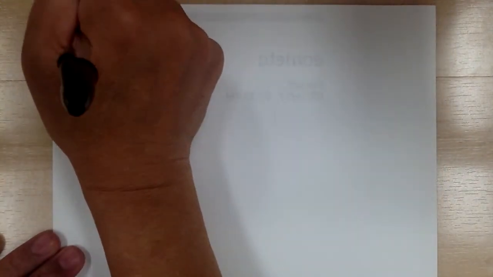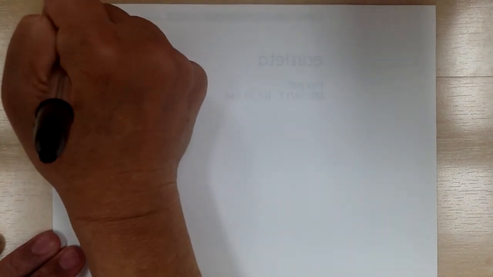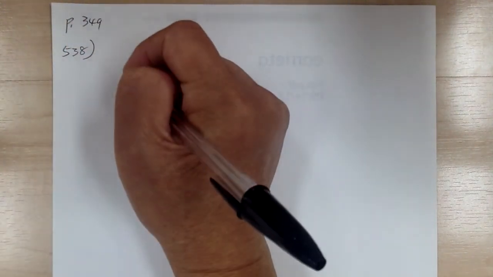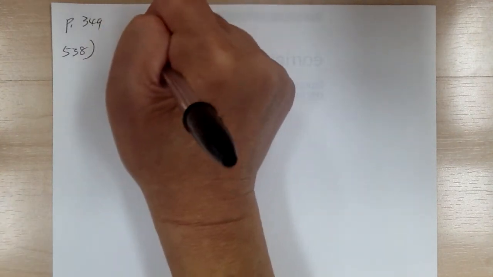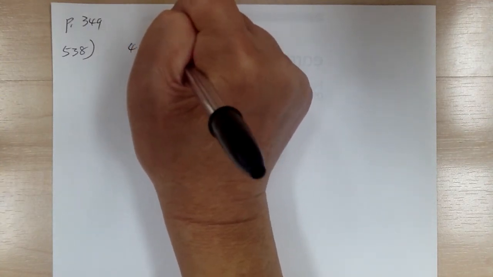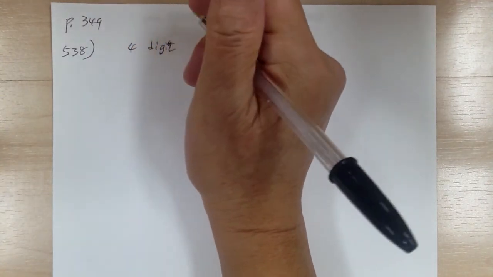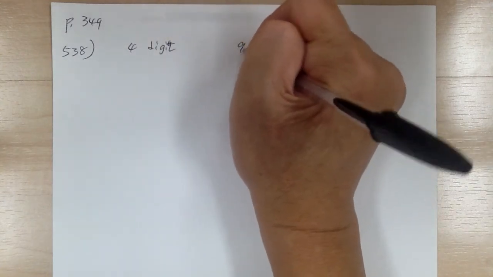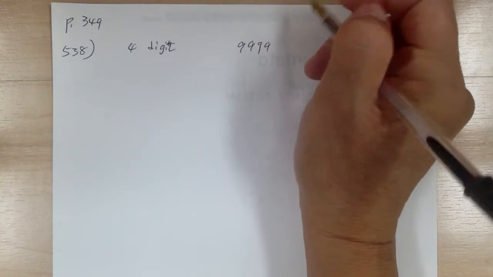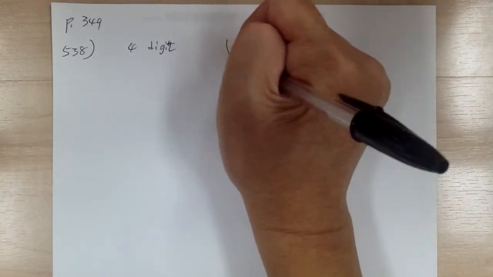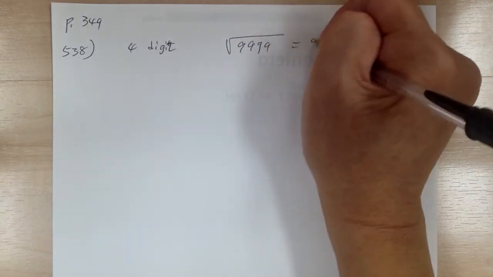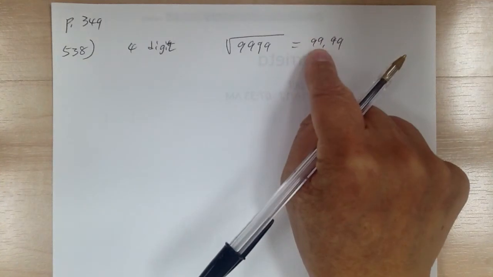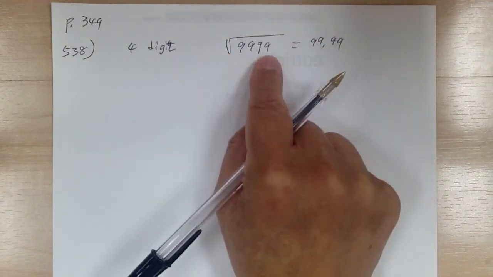Okay, let's go to the next one. 538. How many 4-digit positive numbers are squares? So you're talking about 4 digits, a square of an integer. Well, the largest 4-digit number would be 9999, right? And if you take the square root of that, because how many are perfect squares? So take the square root of that, this will give you 99.99. So there are 99 total perfect squares up to 4 digits.